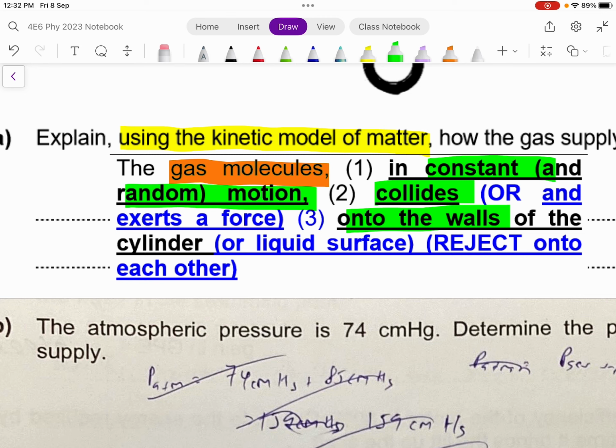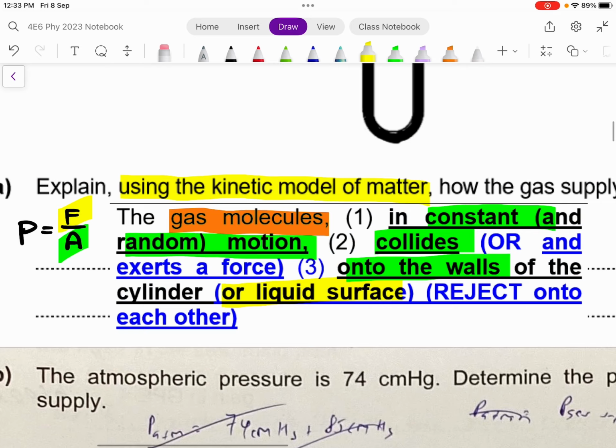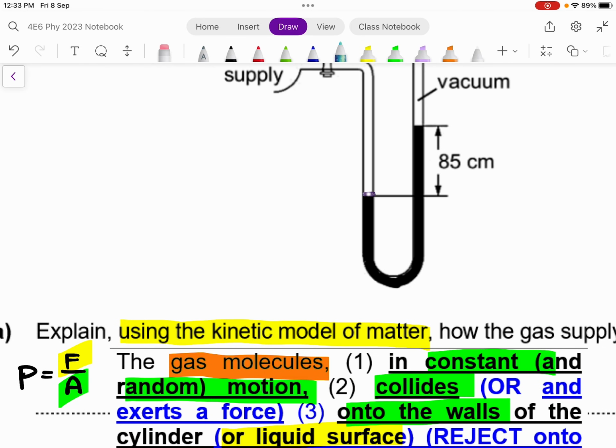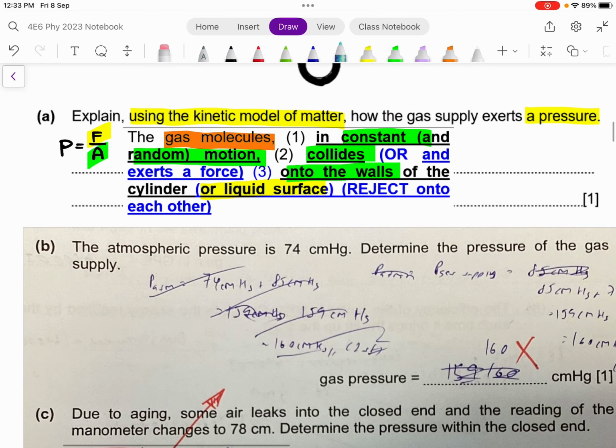And the wall is the surface that gives rise to the pressure, because pressure equals F over A, right? So by saying that gas consists of molecules and these molecules will collide onto the wall, thereby exerting a force, you have identified what F is. How about A? Well, A refers to the wall of the manometer, the wall of the container. As long as you can tell me that, I will give you the full credit, including if you tell me that the gas molecules are colliding on the liquid surface, which is referring to here. All right, so that is your part A answer.